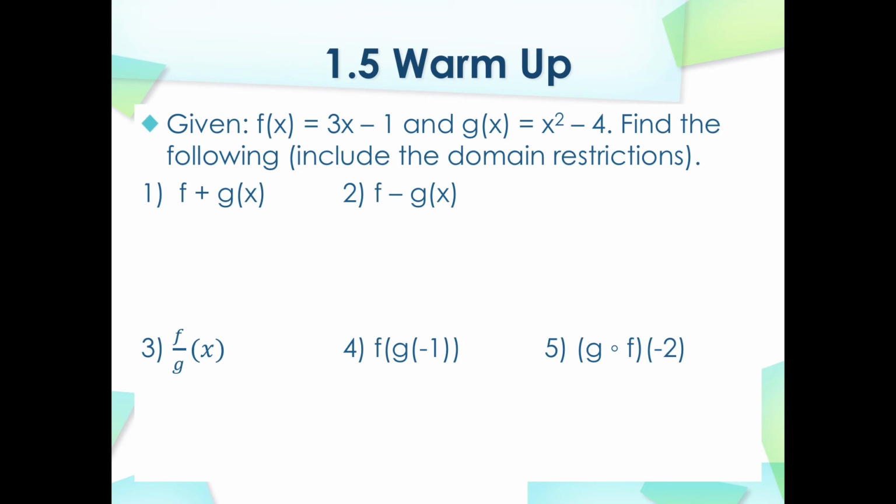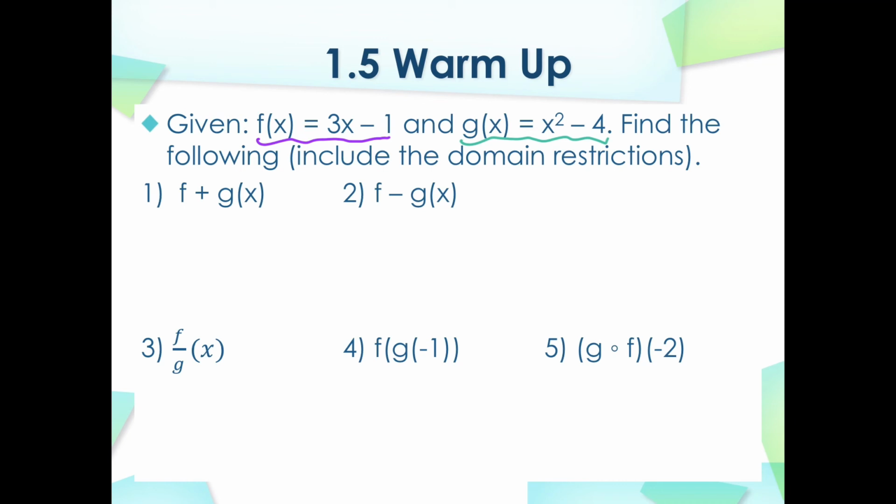All right, now we're ready to go over the solutions to this warm-up. So hopefully you had the time to finish it or get close so that when you're going over it, you're checking your own work. Feel free to make any corrections on this because remember, you're going to submit it at the end. So this one says, given f of x is 3x minus 1 and g of x is x squared minus 4, find the following and include the domain restrictions. So after we do the combined functions, we're going to find the domain restrictions.